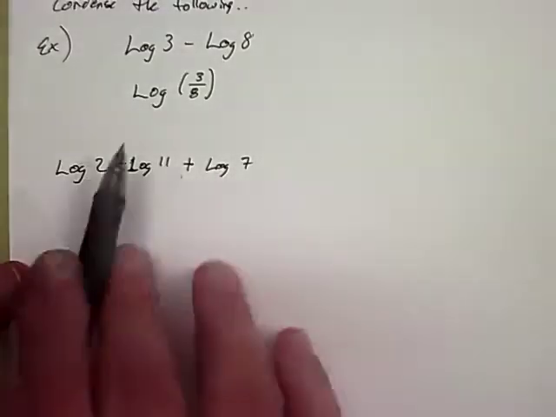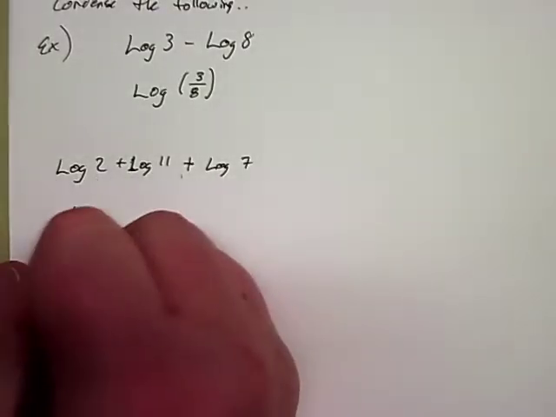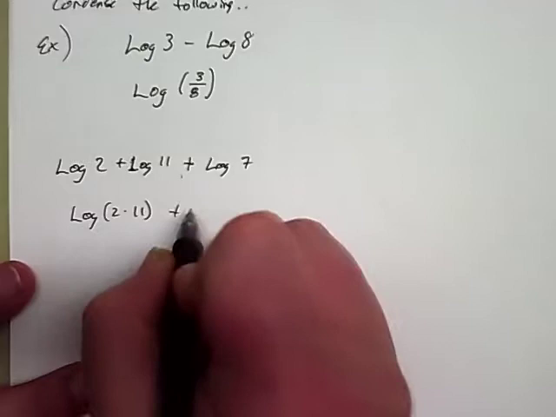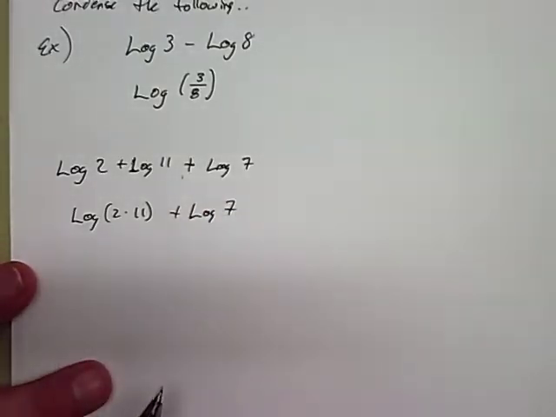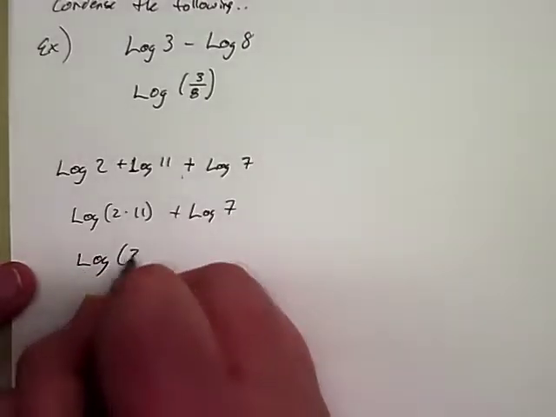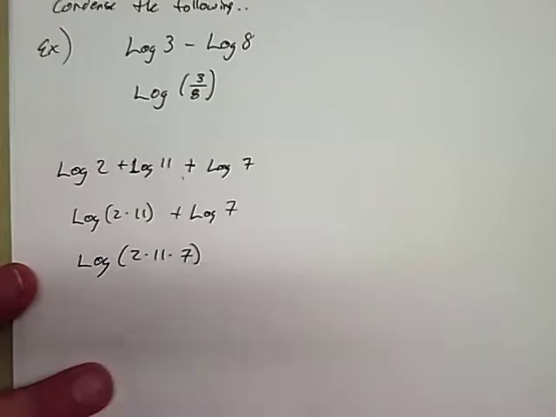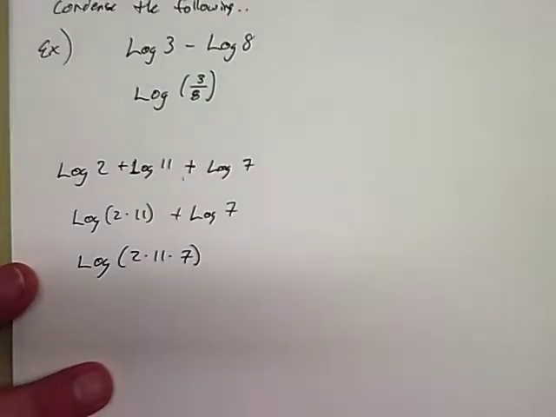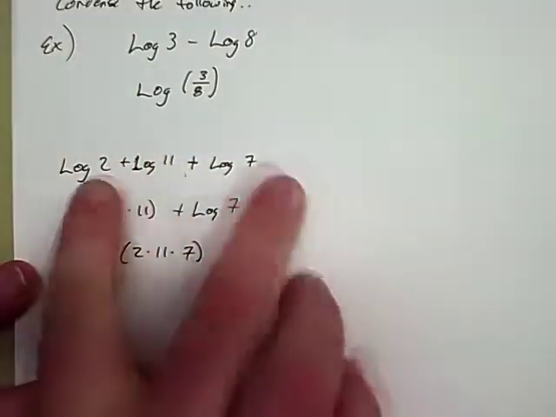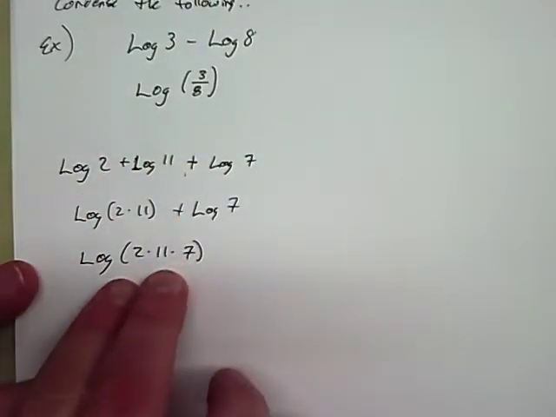All right, so here I'm going to go these 2 first, and I get the log, and we're adding, so that means I multiply my arguments. 2 times 11 plus the log of 7. And since I'm adding, then I'm going to multiply my arguments. So then I get the log of 2 times 11 times 7. You could do all the work to find out what that is. I have no idea off the top of my head what 22 times 7 is. I'm sure we could figure it out. All right, so that's condensing. I took 3 logarithms, and I condensed all 3 of these logarithms down into 1 logarithm.